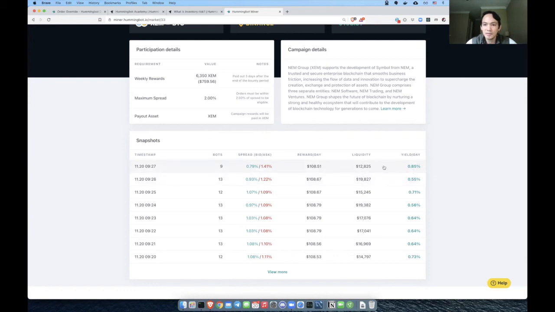So you can see here how you calculate this. This reward pool, if you break it down per day, is $108 per day. Then the liquidity is how many orders the users have put in as of this minute. And so the yield is simply the total amount of rewards versus the total number of orders. And that's how you get to this 0.85%.